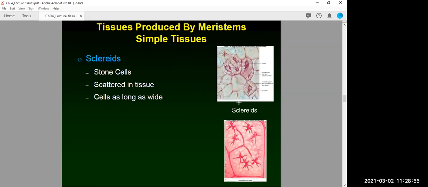Okay, and next we have the sclereids. So we've got the stone cells on the top right and then the astrosclereids on the bottom. And here you can see that these are going to be as long as they are wide if you look at the stone cells or the brachysclereids on the top right.